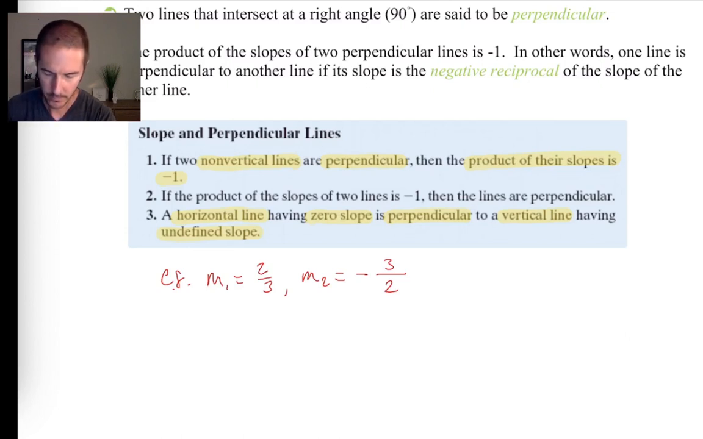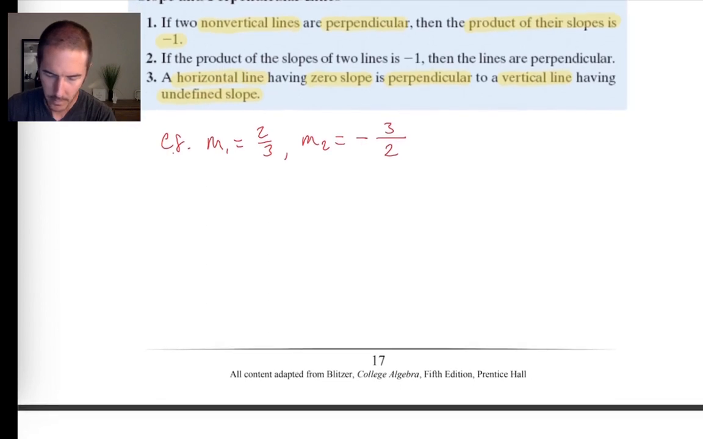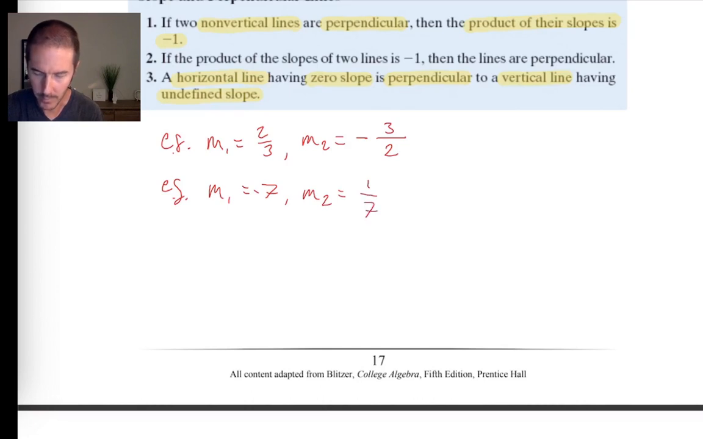Similarly, if you have a line with a slope of -7, let's say, then the slope of the perpendicular line will be +1/7. And again, in that case, if you multiply those two slopes together, you would also get a product of -1.